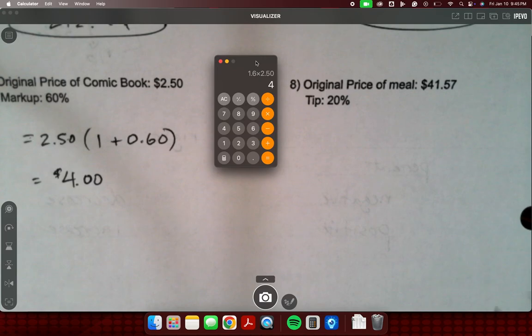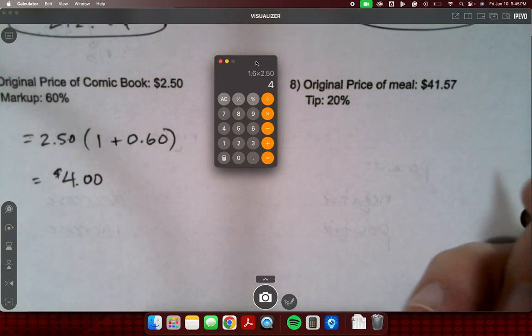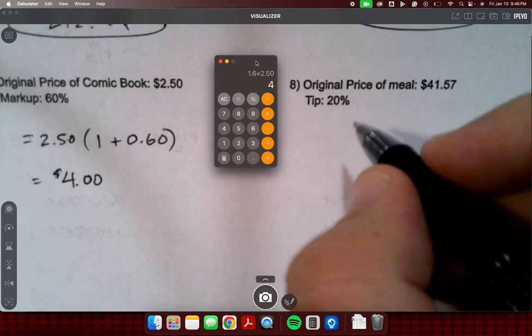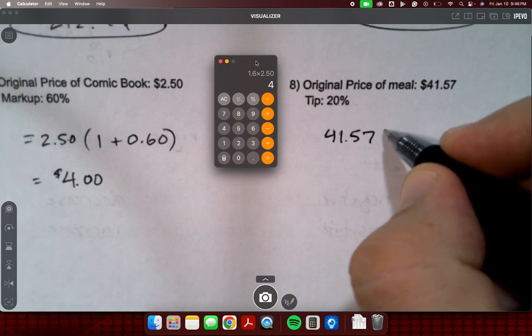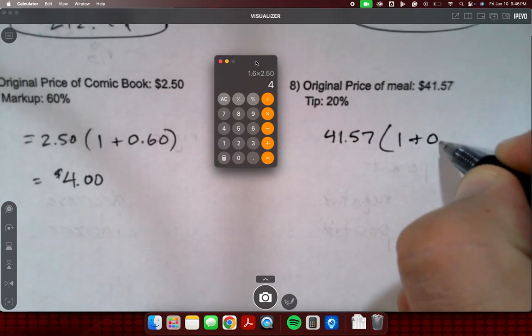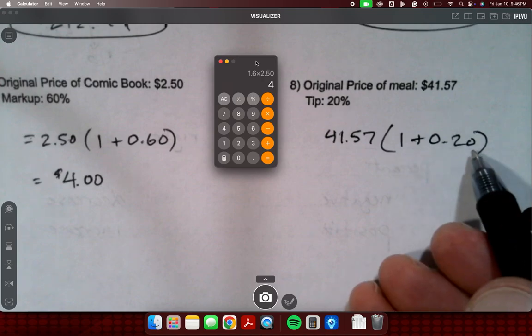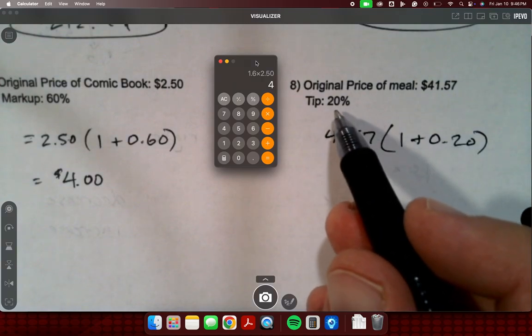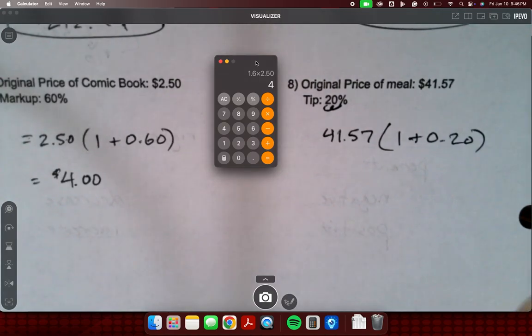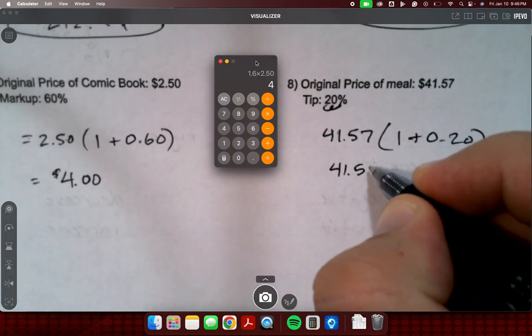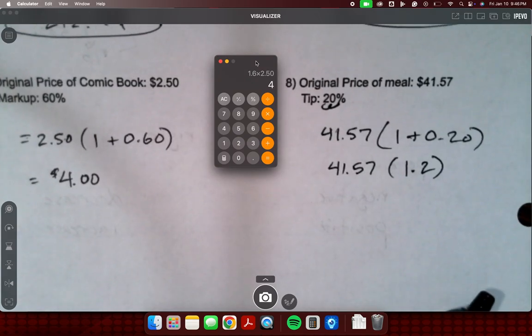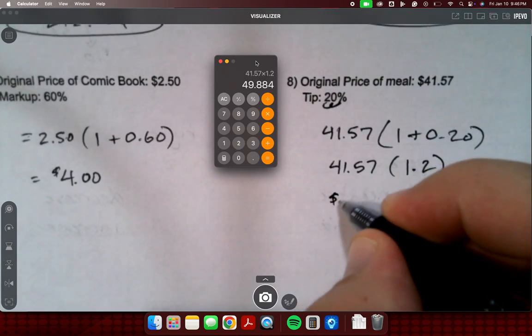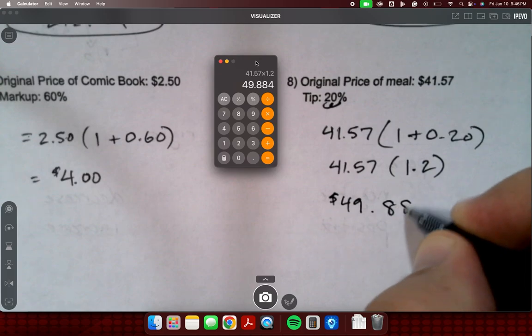Okay? So let's say you go out to eat, two or three of you go out, depending on the restaurant, what it might cost. The price of the meal is $41.57, but you do choose to give them a 20% tip on top of that. So that adds to the cost, which is why I put a plus. I changed 20% to 0.20. I get 41.57 times 1.2, because 1 plus 0.2 is 1.2. So your final check for what you're going to pay is $49.88.